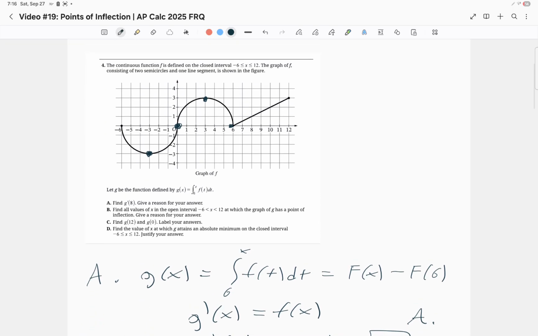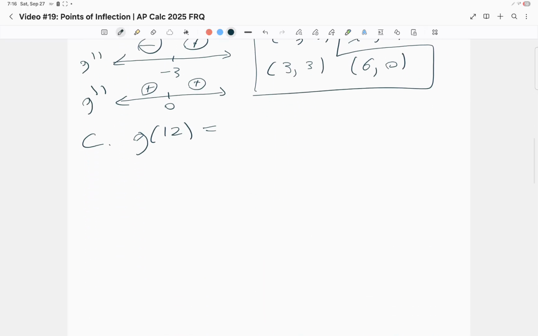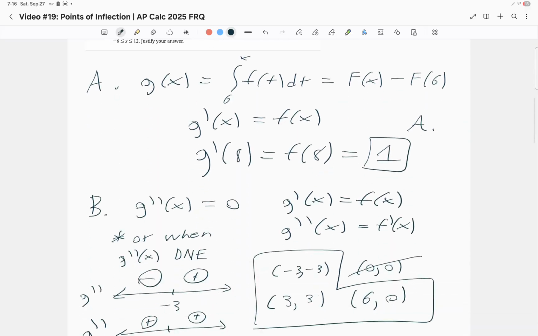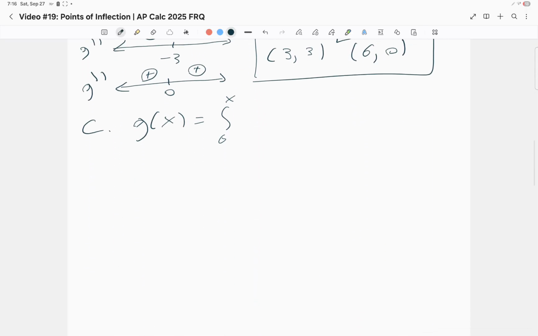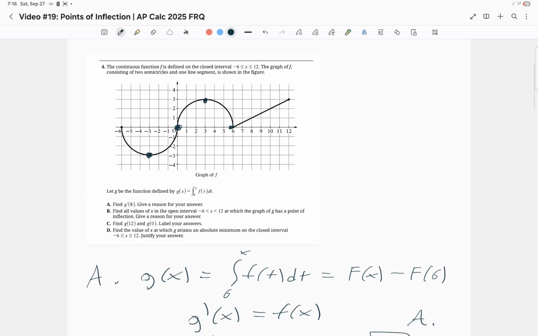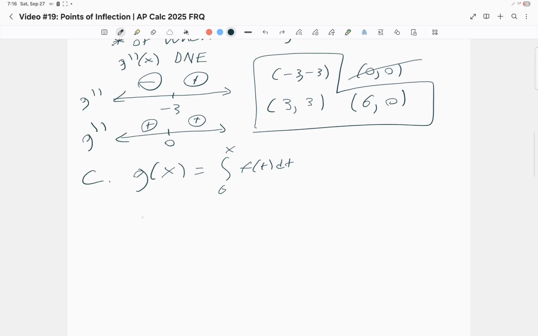Okay, if we want to find g of 12, they give us the function for g. I'll write that first. g of x equals the integral from 6 to x of f of t dt. So that's the area under the graph of f, well, not the area, but the integral. I could say area if this wasn't under the x-axis, but whatever.